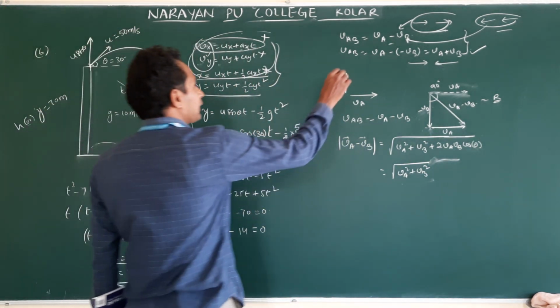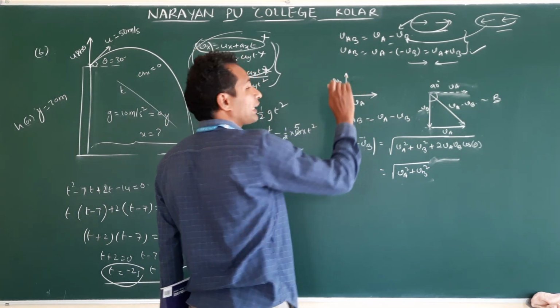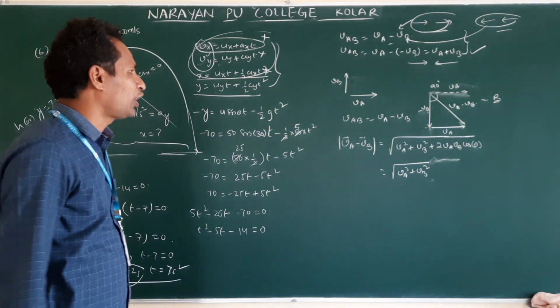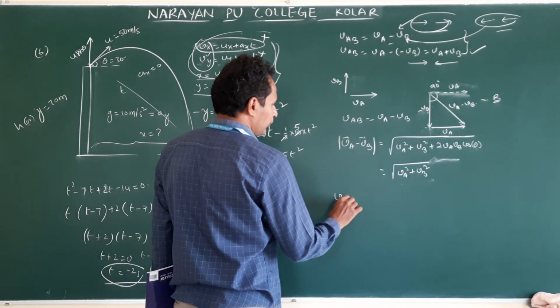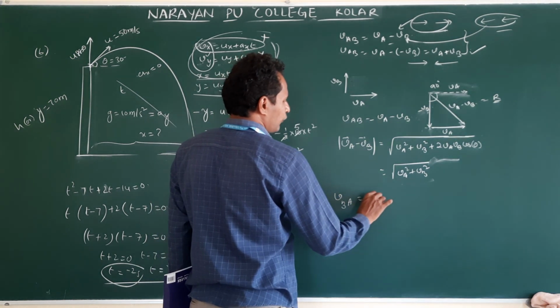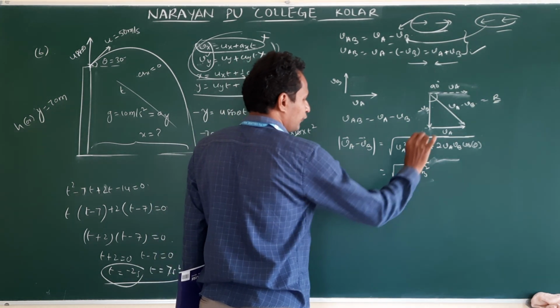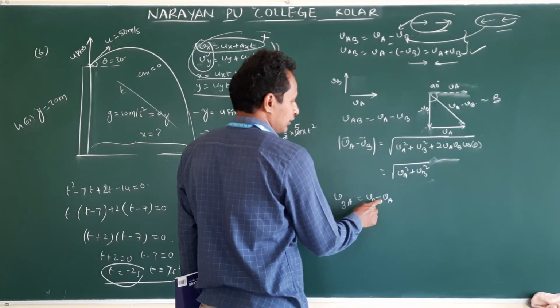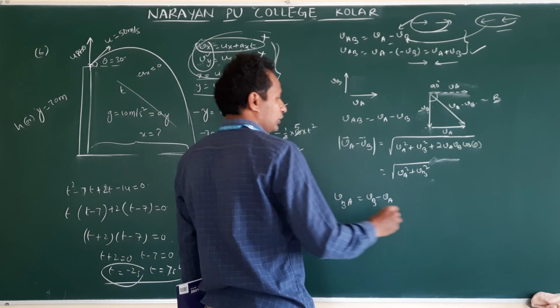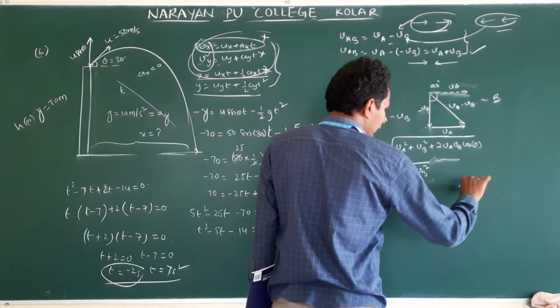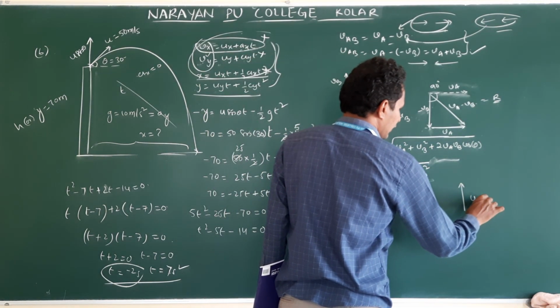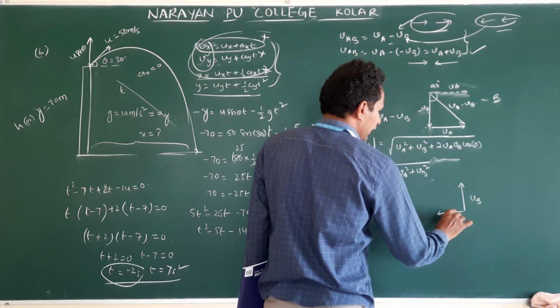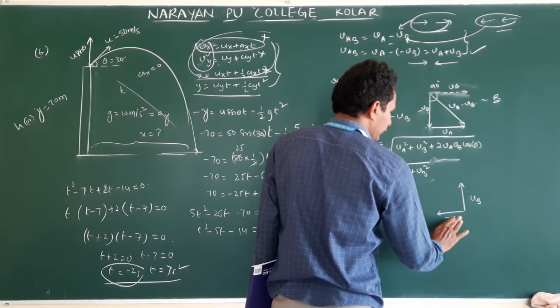When vectors are acting in two directions, how do you calculate VBA? What is the VBA formula? VB minus VA. We keep B as it is, and we make A negative, right?